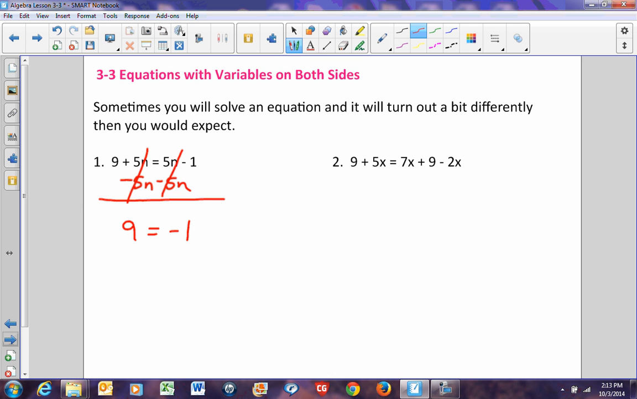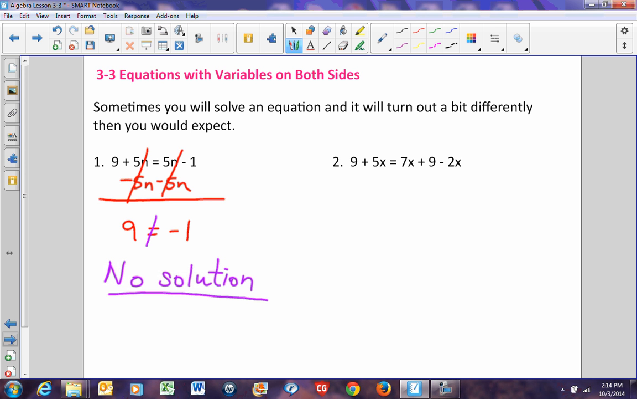Since 9 does not equal negative 1, this is not an equation which has a solution. This is not a true statement. 9 does not equal negative 1. Since that is not true, the answer to this is there's no solution. This particular equation has no solution whatsoever, because there's nothing you can put in for the variable that will make the equation true.